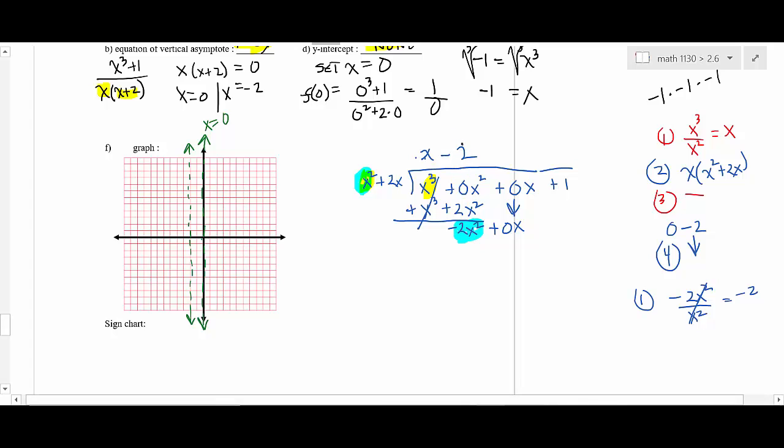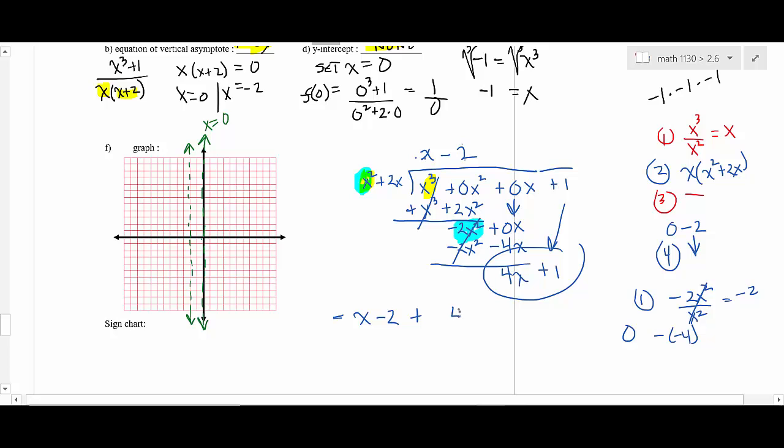Let's go ahead and finish this. Negative 2 times x squared would be negative 2x squared. Negative 2 times 2x is going to be minus 4x. Then you want to subtract, so be careful when you do that. Here you're doing 0 minus negative 4, so that's going to be 4x. Then you bring down the plus 1. Now this is something you really want to know for calculus. The answer after you divide is x minus 2, and then you take your remainder and put it over the divisor. That's the way you always do division like this.